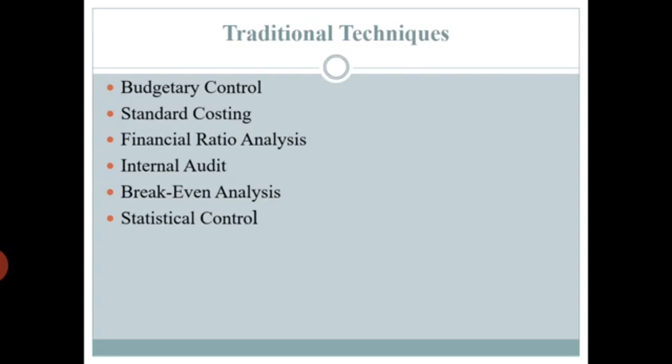Then internal audit. What is internal audit? Internal audit means a check taken after a 6 months duration. Actually, internal audit is an effective technique of financial and managerial control. It means the independent process of verifying and evaluating the accounting, financial, and other functions of the business organization. Internal audit is carried out by the managers themselves or by the special staff appointed for this purpose.